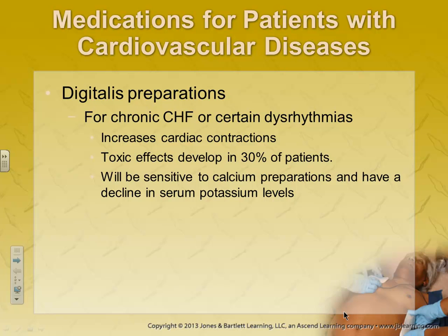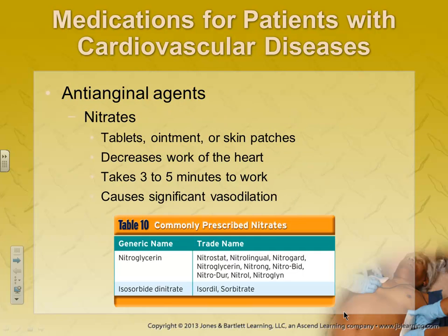So 30% of patients may develop toxic effects from it. You may actually go to a patient that is overdosed on digitalis, and there are certain signs and symptoms that you'll see. One of the most common is a halo or blurred vision. And then you'll also see some cardiac dysrhythmias, I think a prolonged QT interval and things like that. And then, they will be sensitive to calcium preparations and have a decline in potassium levels.